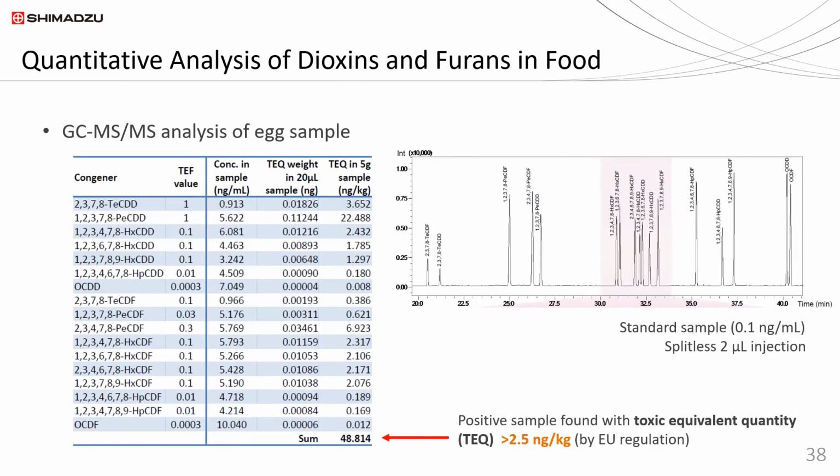In this analysis of an egg sample, MRM mode analysis using GC-MS has enabled the quantitation of dioxins. The concentration found in the sample was processed accordingly based on the toxic equivalent factor values to provide a toxic equivalent quantity for each individual compound. The summation of the TEQ values adds up to about 48. So this is way above the 2.5 nanogram per kilogram value permitted by EU regulation. Hence, this sample is considered toxic, or we can label it as a positive sample.